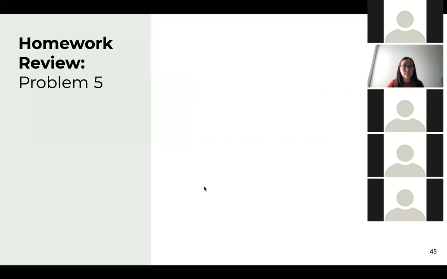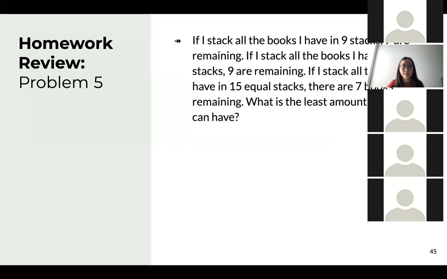All right, then final problem, 5th problem. This is basically the same concept as the other two, but this one's even harder. You have to do more steps. So I think I can go ahead and explain this one.